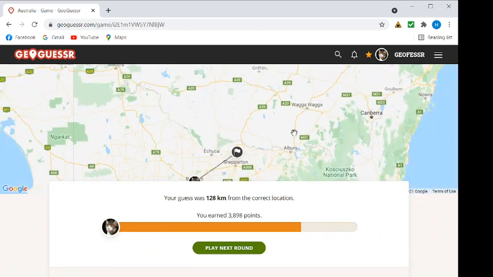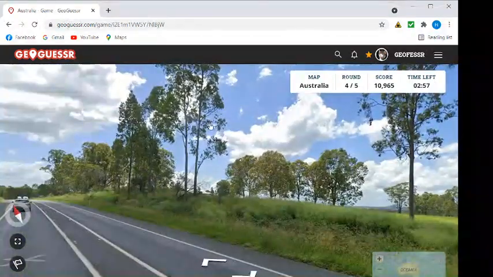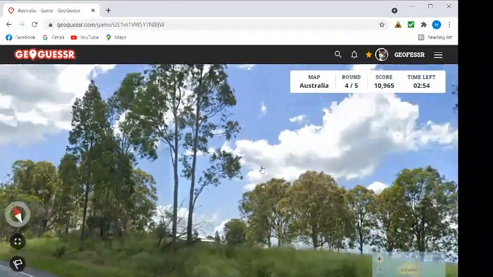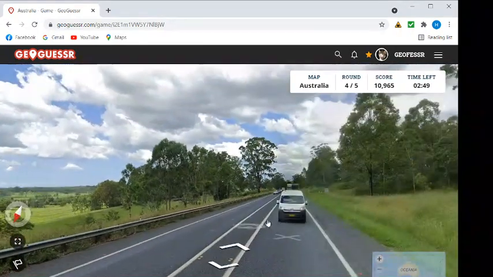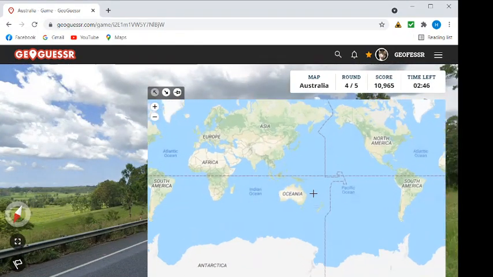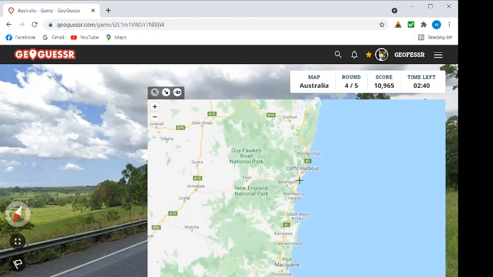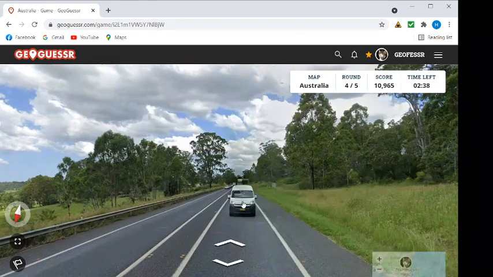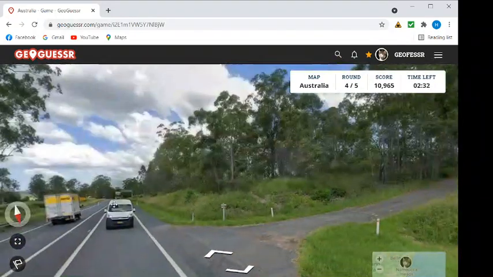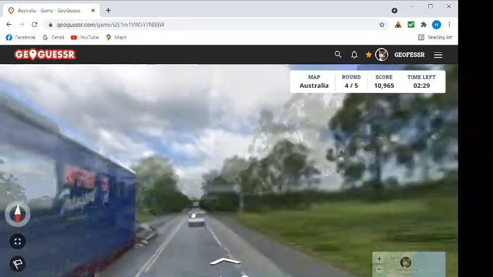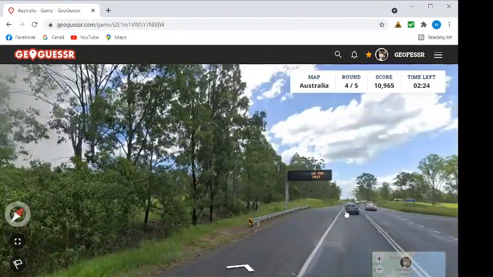There's Albury, there's Wagga Wagga. Okay. This is an area that has some rainfall. Yeah, I think this is probably East Coast, like maybe northern New South Wales, like around Coffs Harbour or Port Macquarie.